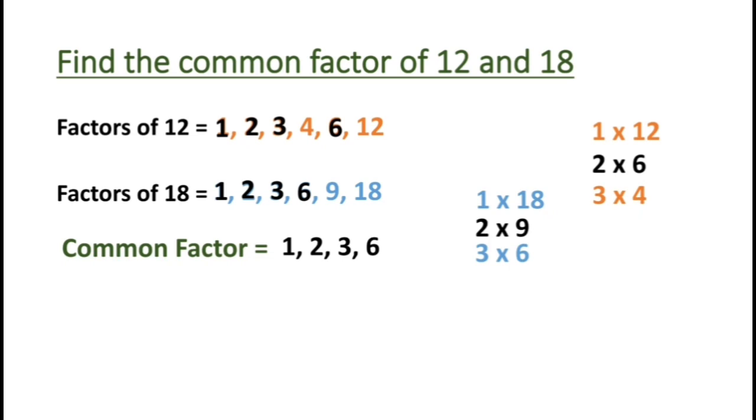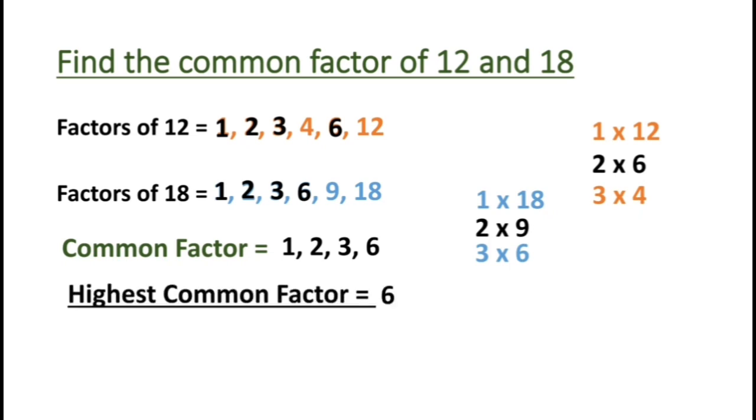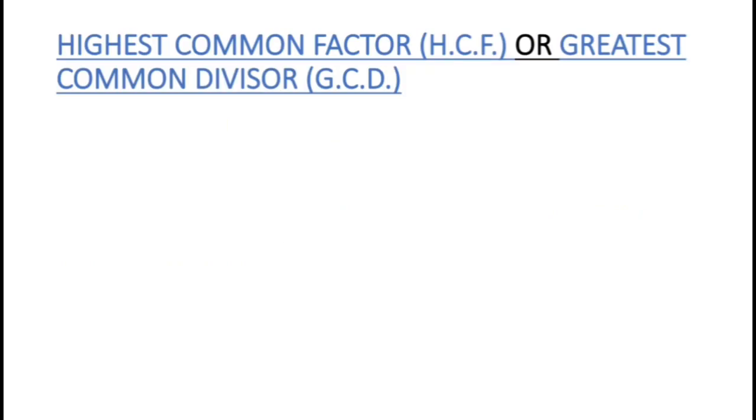In this, which is the highest common factor? Which is the greatest number? 6 is the greatest number. So this 6 is called the highest common factor or greatest common divisor. That is the first method of finding HCF.